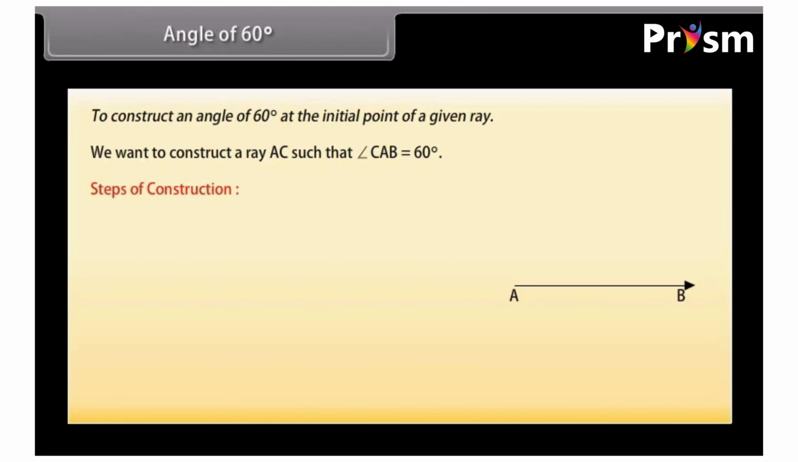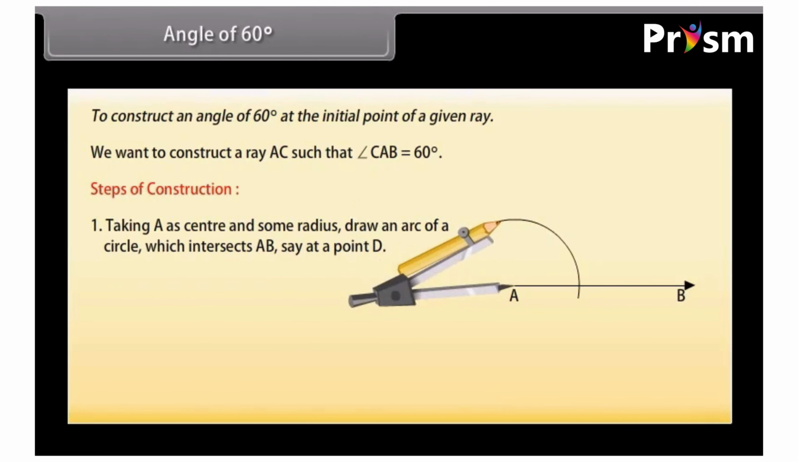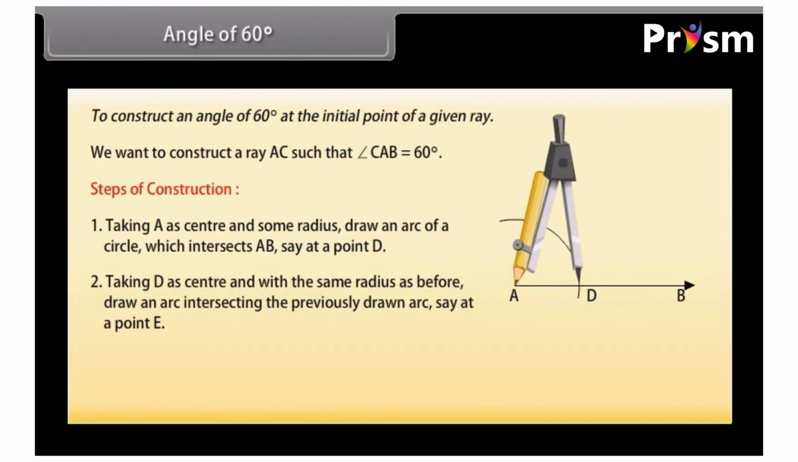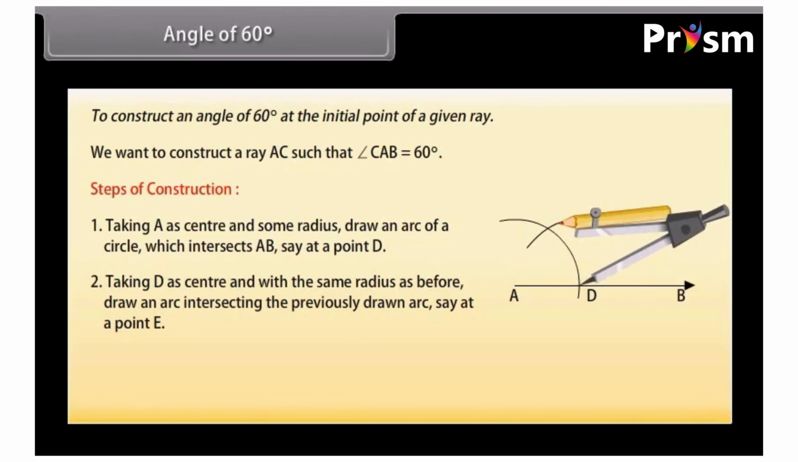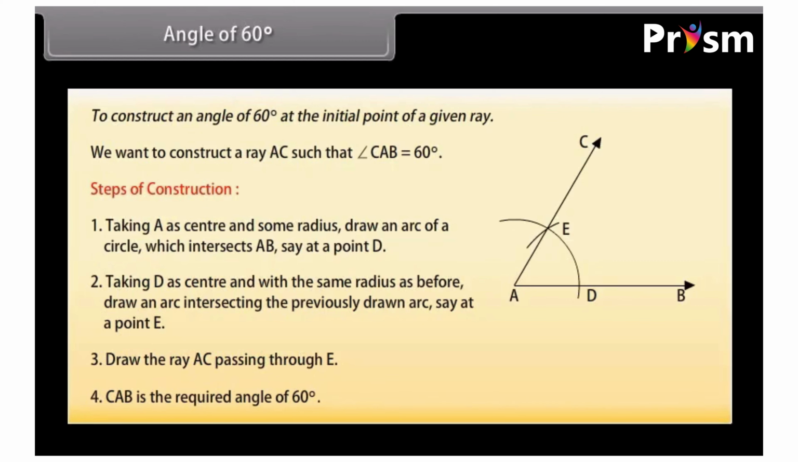Steps of construction. Taking A as center and some radius, draw an arc of a circle which intersects AB, say at a point D. Now taking D as center and with the same radius as before, draw an arc intersecting the previously drawn arc, say at a point E. In the next step, draw the ray AC passing through E. Then angle CAB is the required angle of 60 degree.